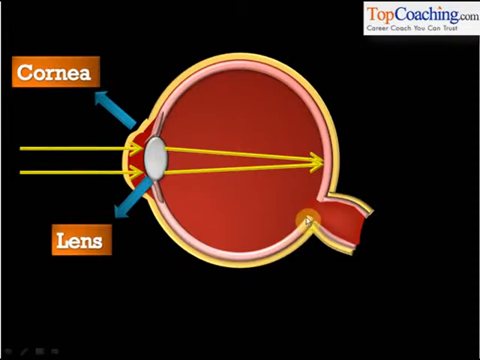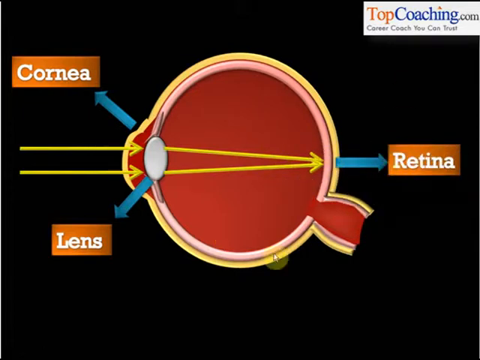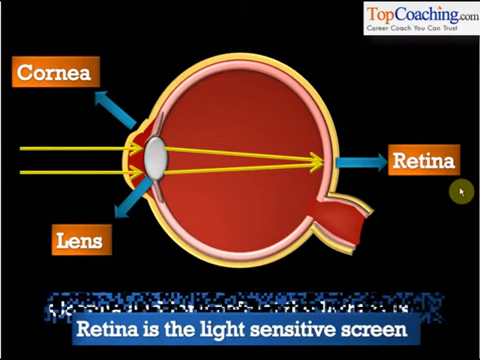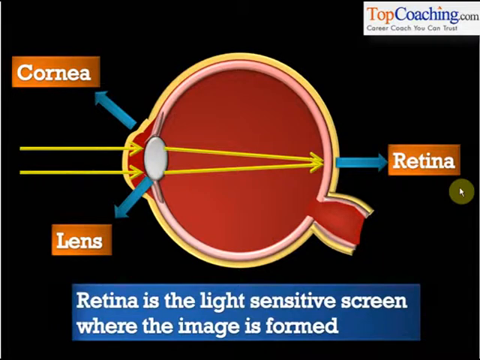We already know that when rays converge and meet, an image is formed, isn't it? So the image of whatever comes into the eye is formed here behind the eye at a portion called the retina. Understood? So light enters from the left, it gets refracted because of the lens and the cornea, and an image is formed at the back portion of the eye called the retina. So the retina is the portion of the eye where the image is formed. Retina is light sensitive. Retina actually consists of some light sensitive cells. So it functions like a screen. So it is the light sensitive screen where the image is formed.